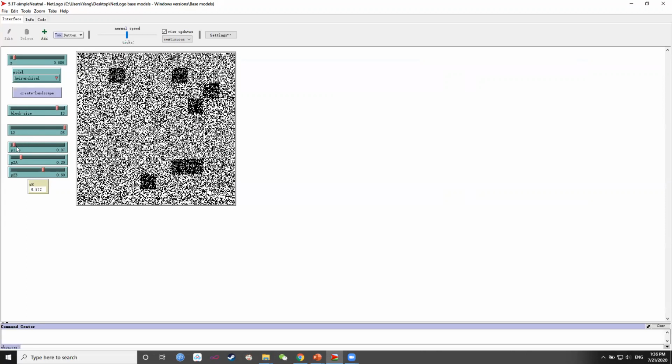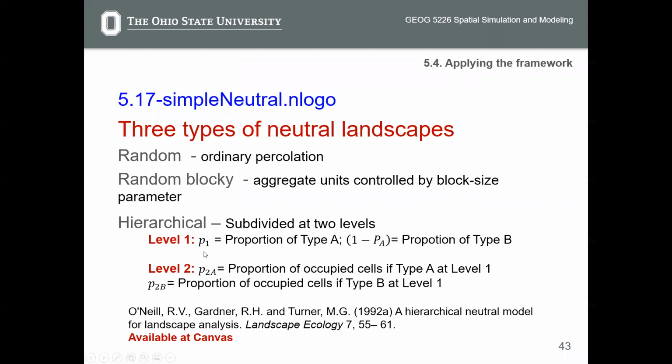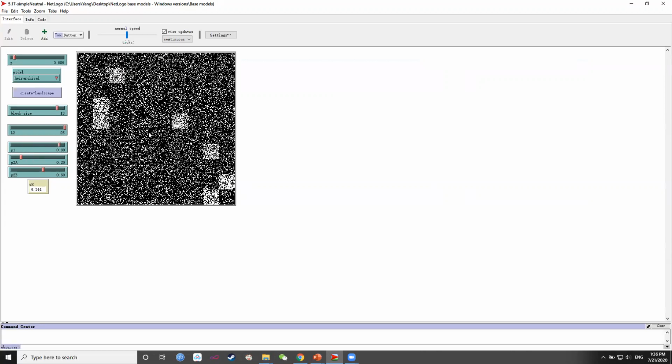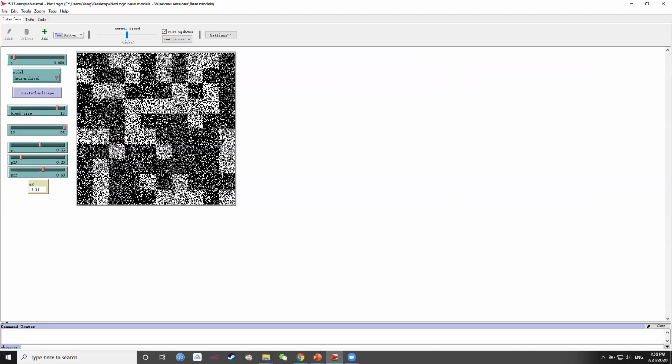It's the proportion of type A, right? If it is very small, we should see fewer patches. If it is very big, we should see more patches or large patches, right? So P2A is the proportion of occupied cells in type A. P2B is the proportion of occupied cells in type B.